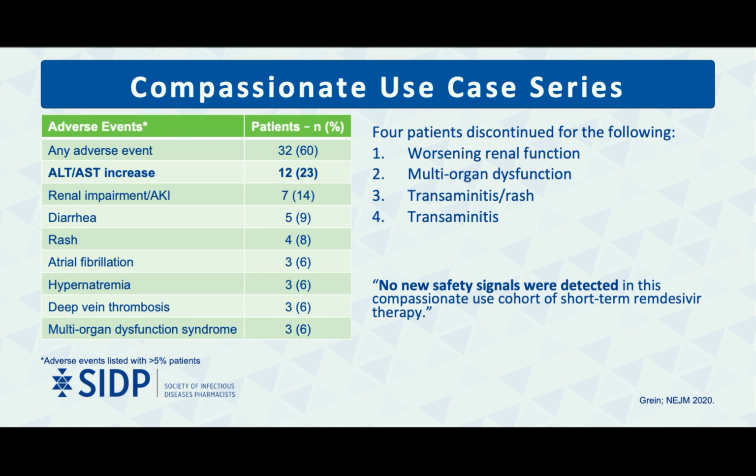Adverse events experienced by the patients were in line with expectations, with transaminitis occurring in 23% of the patients. Notably, Remdesivir therapy was discontinued prematurely in 4 patients for worsening renal function, multi-organ dysfunction, transaminitis with concomitant rash, and also transaminitis. The authors concluded that there were no new safety signals detected in this cohort.